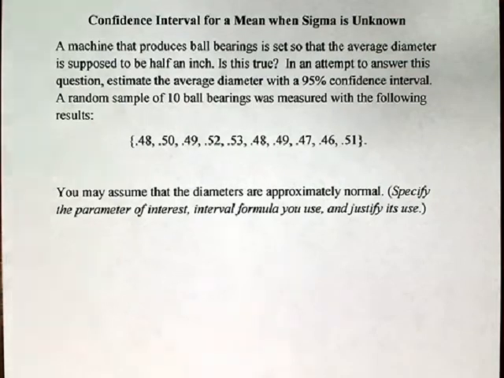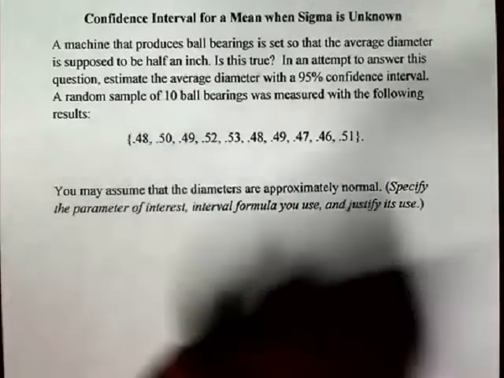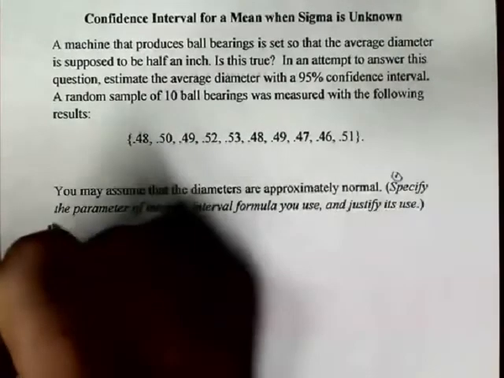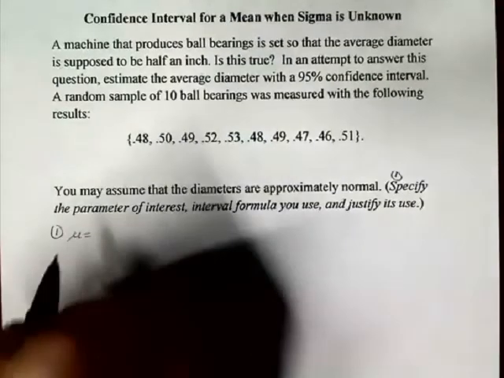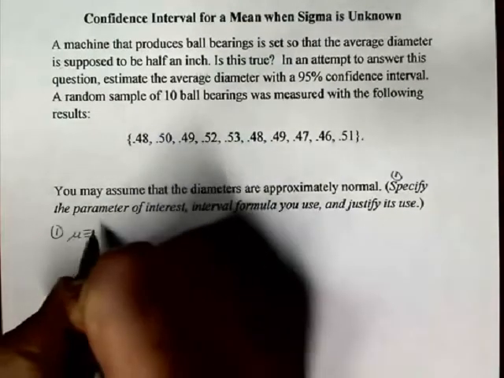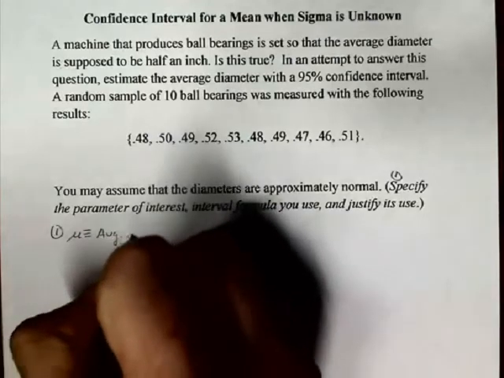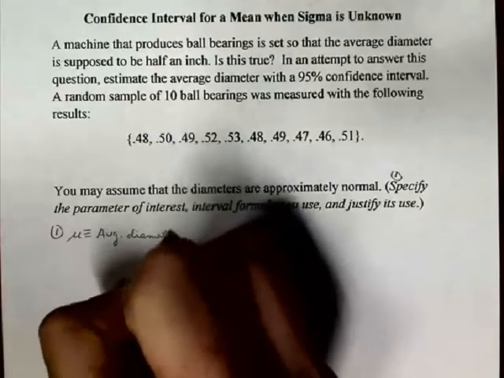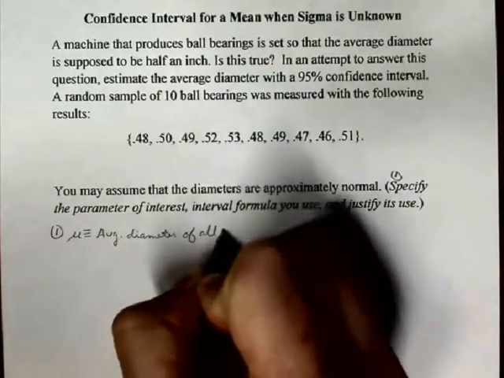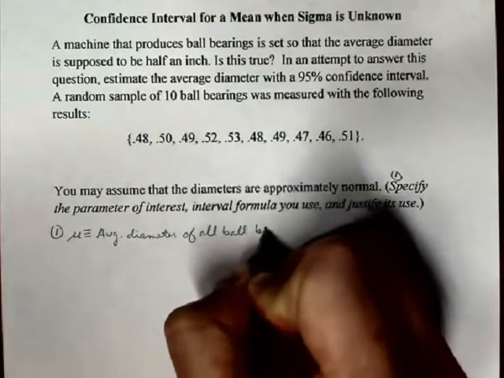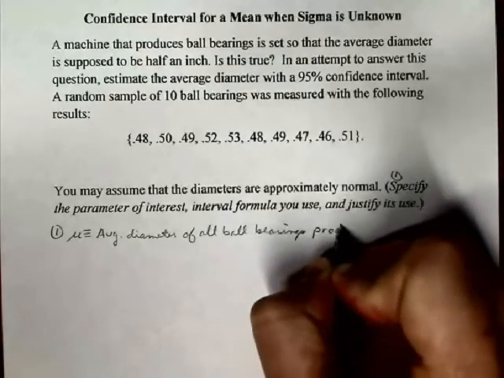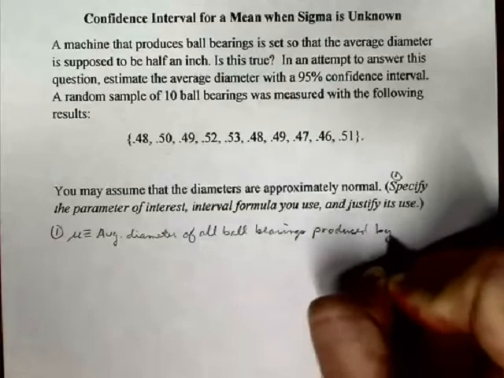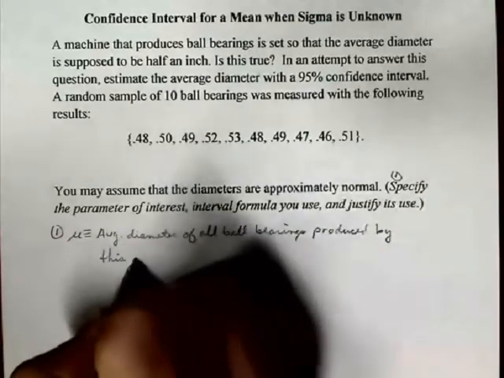Okay, well, first thing, what I want to do is specify the parameter of interest. So I'm going to let this be the first thing here, specify the parameter of interest. Well, we're looking at mu, that's our parameter of interest. We want to say something about mu, and it's the average diameter of all ball bearings produced by this machine.